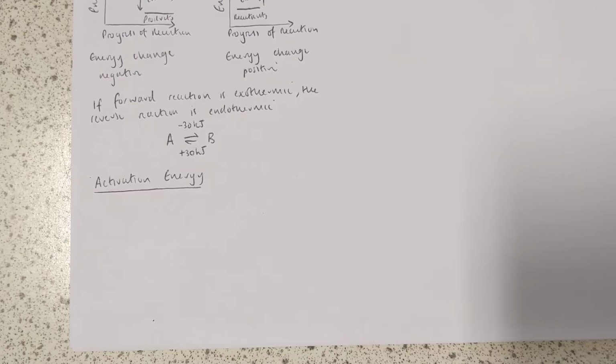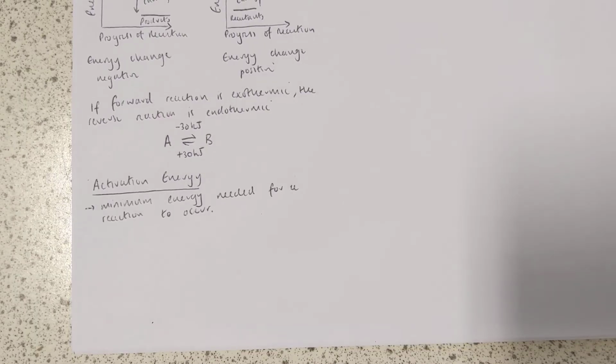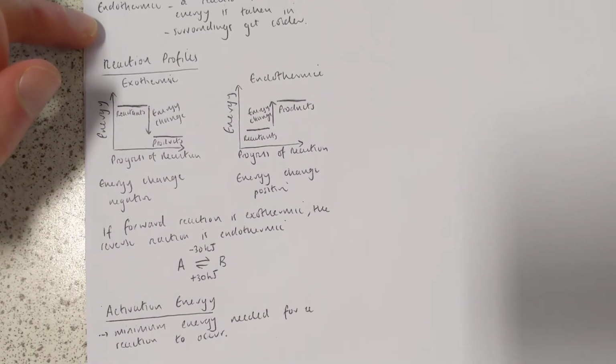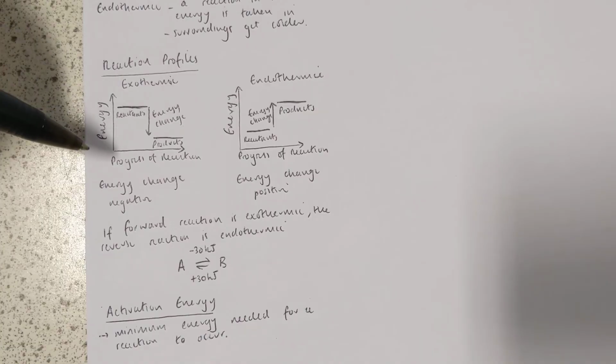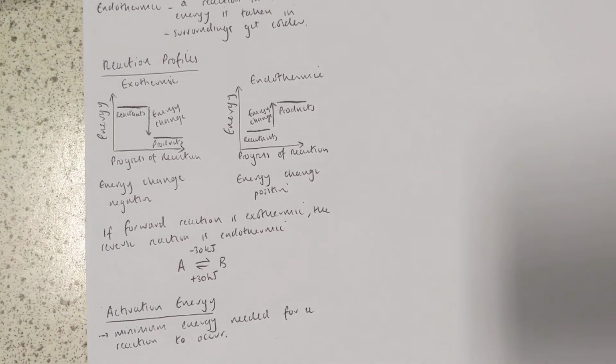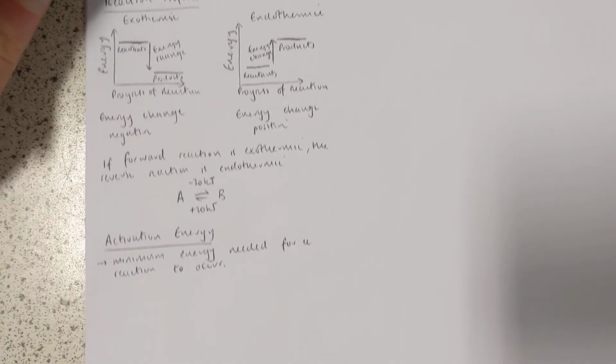The activation energy is the minimum energy needed for a reaction to occur. And what can happen is you could be asked a question where you have to draw a reaction profile, which we've already covered, but they can ask you in addition, on top of the graph, to show the activation energy pathway. It's not that hard to do, let me show you.